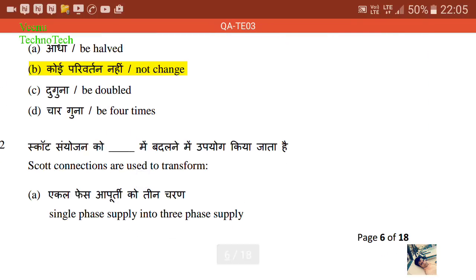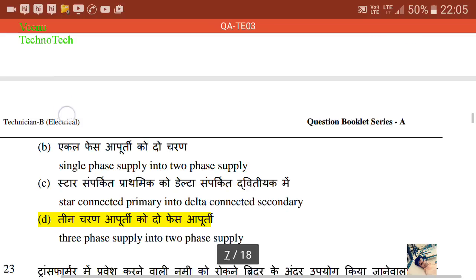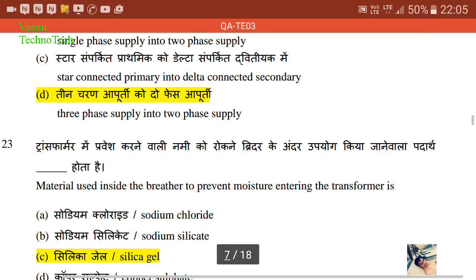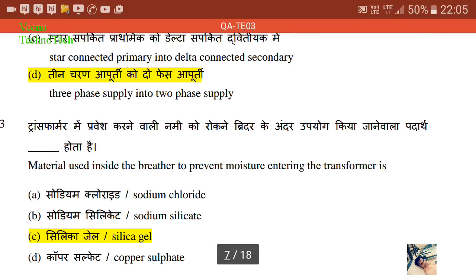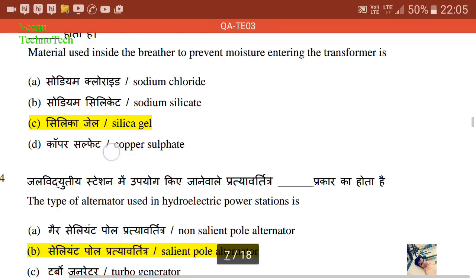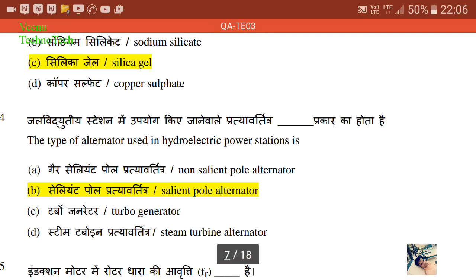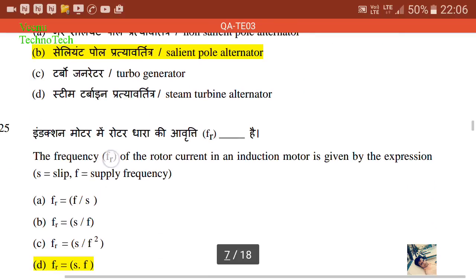Scott connections are used to transform three-phase supply into two-phase supply, so correct answer is D. Material used inside the breather to prevent moisture entering the transformer. To prevent moisture, we use silica gel because it absorbs moisture. So correct answer is C. The type of alternator used in hydroelectric power station is salient pole alternator. Correct answer B.